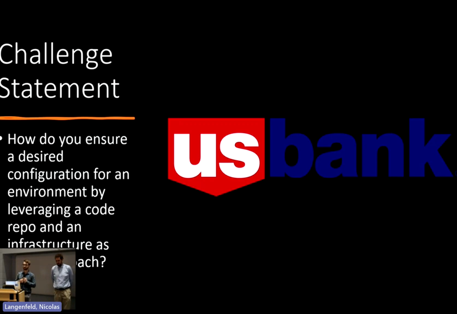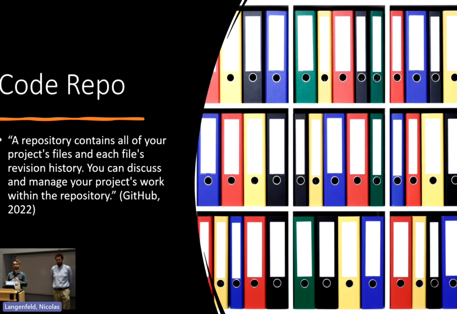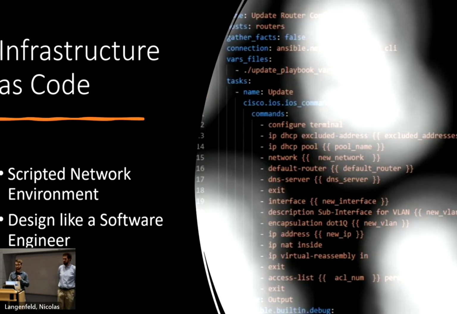How do you ensure a desired configuration for an environment by leveraging a code repo and an infrastructure as code approach? A desired configuration is like a stencil. You can take that stencil wherever you want, and it will always be the same. A code repository is a place where you keep your files and contain all your changes. You can use this to discuss and share your work with others.